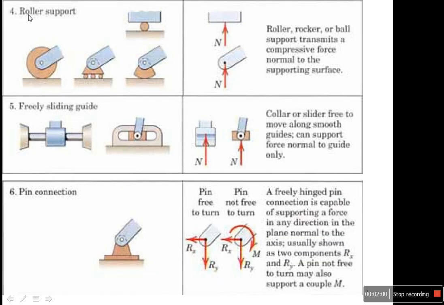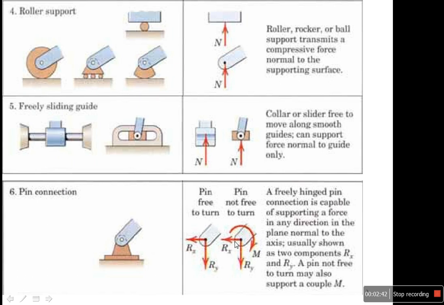The fourth one, if I have roller support like that, I will put a normal force perpendicular to the surface. Here, for example, if I have roller, rocker or ball supports, I need to put a compressive force normal to the supporting surface. If I have a freely sliding guide like that, I need to put a normal force to the guide, just one force.